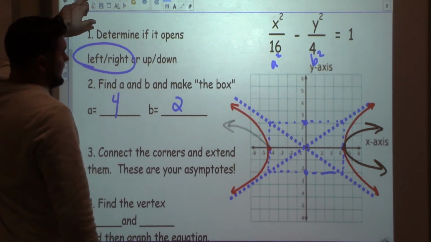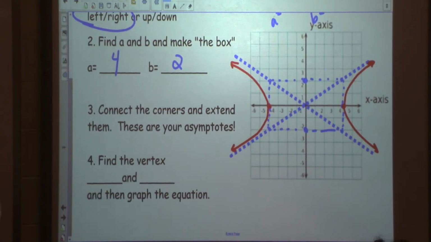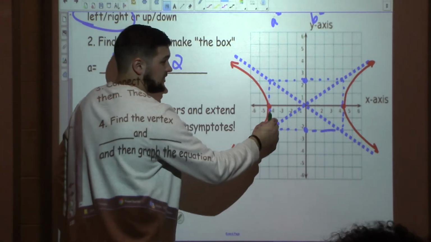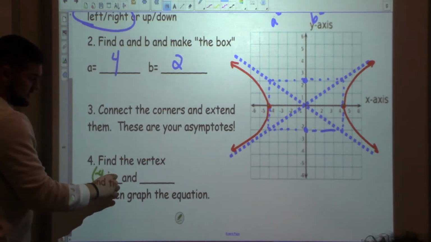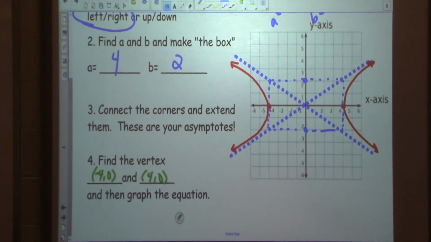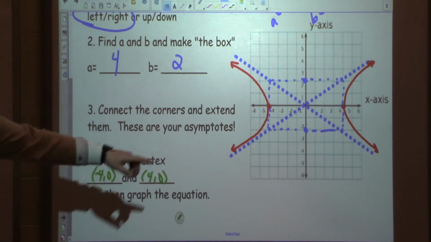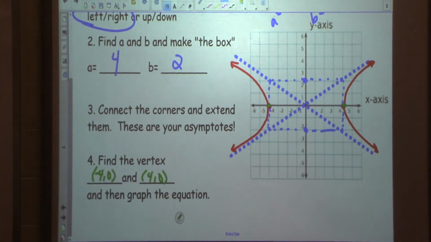Alright, then the last thing it's going to ask us to do, and just like with the ellipses, it won't actually ask us on the test, we still got to talk about the vertices. The vertices are the two points where it touches the box. Those two points we started with. So, (-4, 0) and (4, 0). Those are our vertices. The two points we touch the box at. Okay? And that's it. Wait, what do you mean the two points touch the box at? Those two points we started at, here and here.